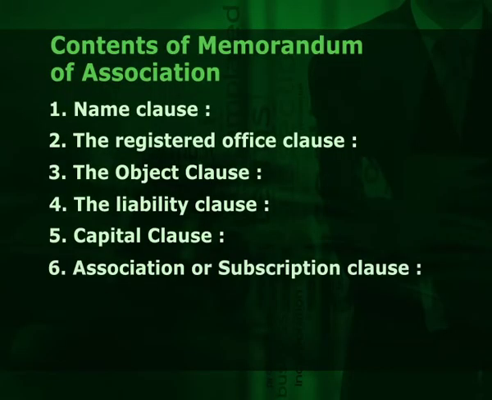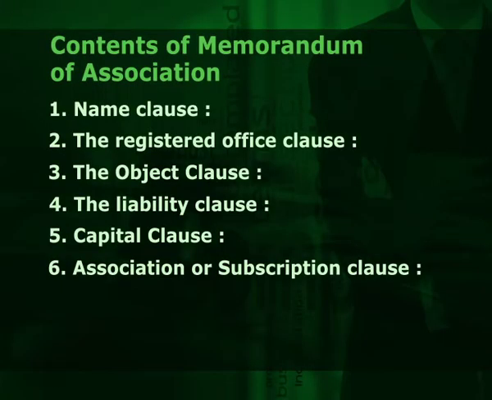Sixth, association or subscription clause. The association clause generally works in the following form. We, the several persons whose names and addresses are subscribed, are desirous of being formed into a company in pursuance of the Memorandum of Association, and we respectively agree to take the number of shares in the capital of the company set opposite our respective names. Each subscriber to the memorandum should pay for the shares for which he has subscribed.